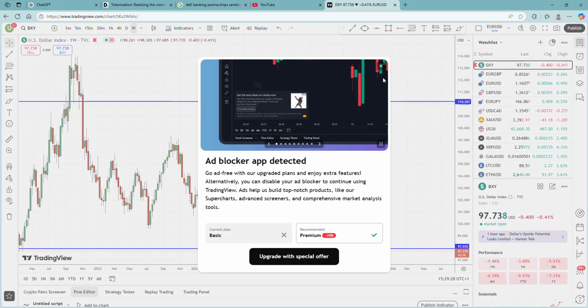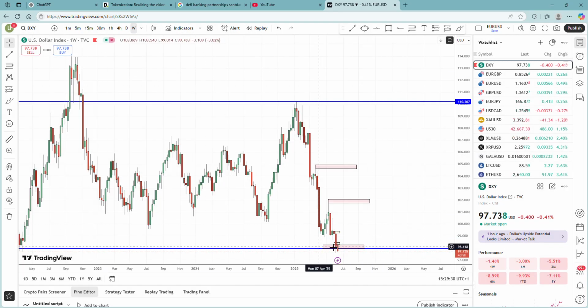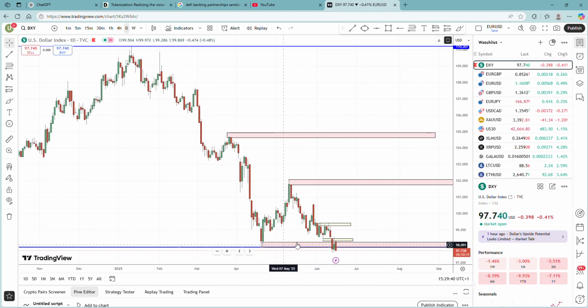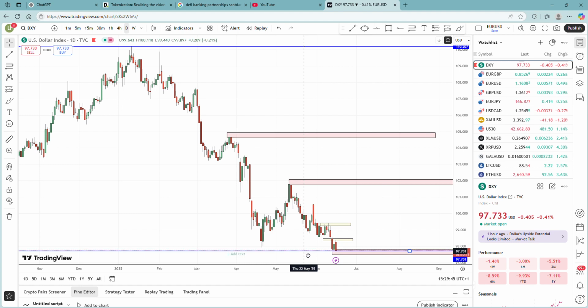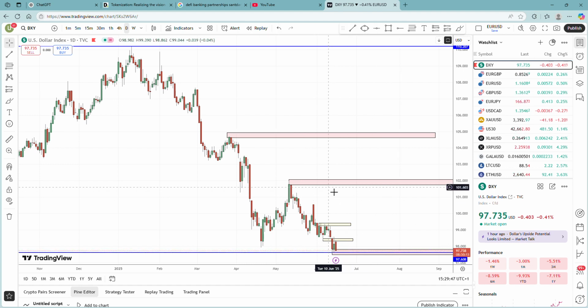Start on a weekly time frame. You can see price is currently at a weekly support in blue. It could potentially reject from here and go back up, or it could obviously breach through. If you go to the daily time frame, you can see price is currently at a daily support. If I move this slightly lower, you can see it's at a daily support, so it's potentially going to reverse from here.